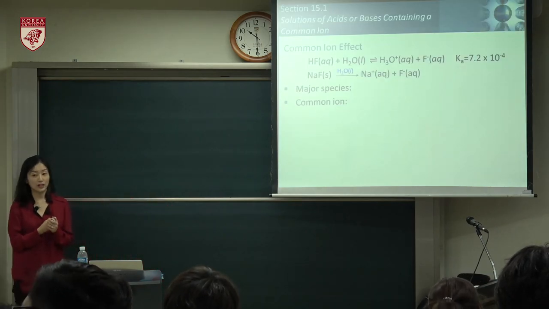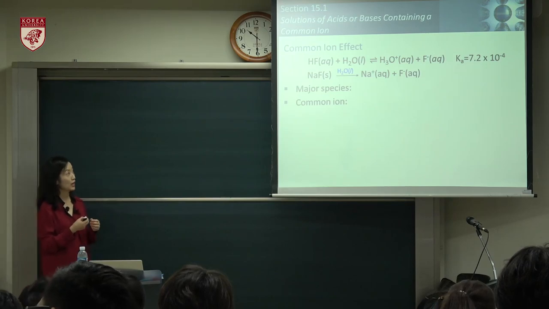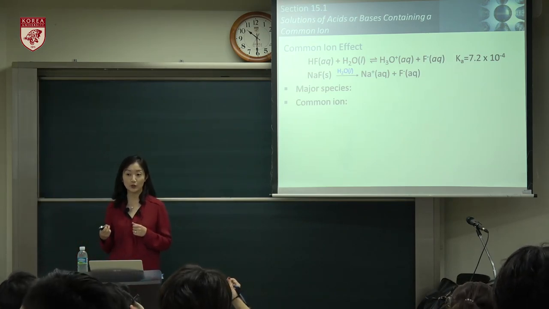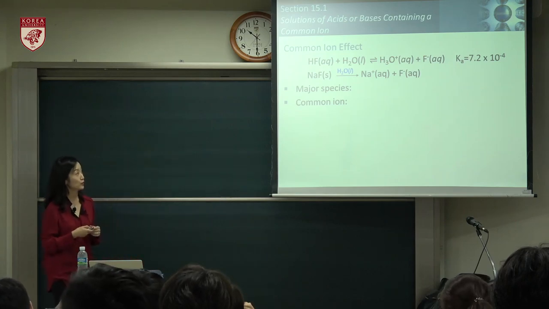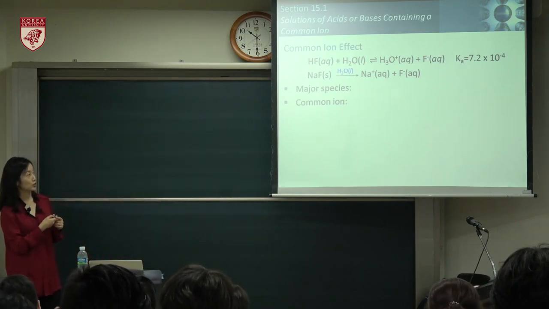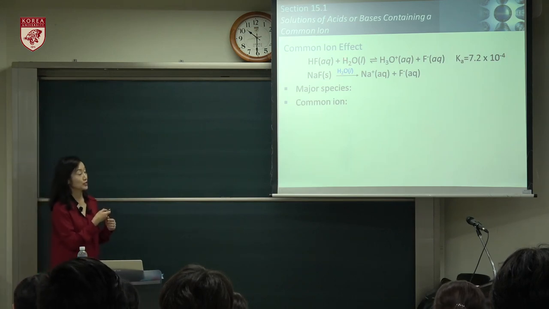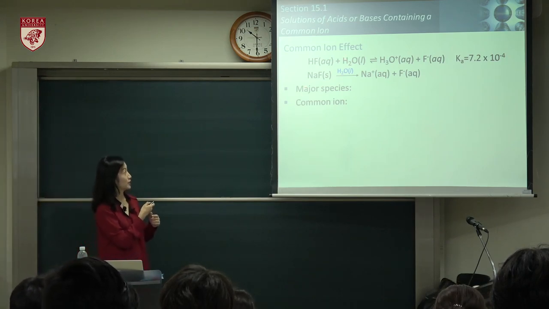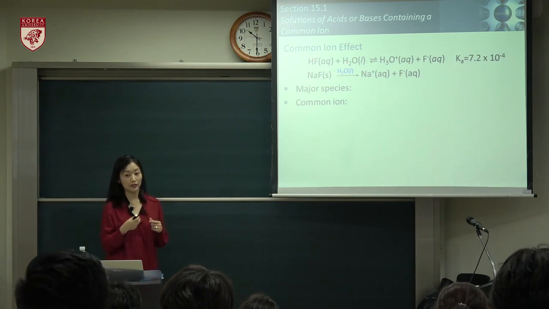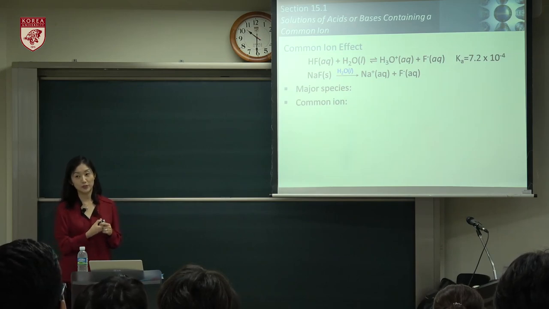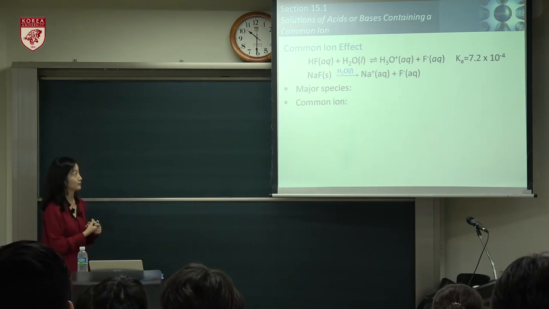So in the previous chapter, we learned how to calculate the pH of a solution that contains an acid or a base. In this section, we'll deal with a solution that contains not only a weak acid, HF, but also its salt, sodium fluoride. So we have in our solution the hydrofluoric acid and NaF. What are the major species in this solution?